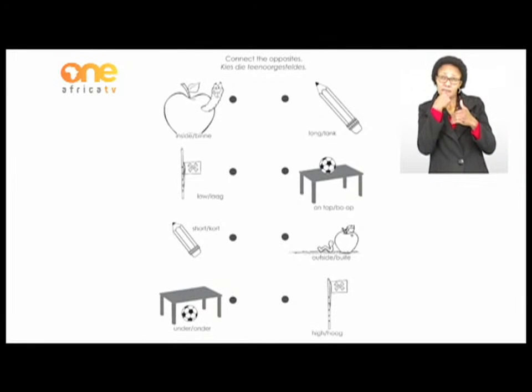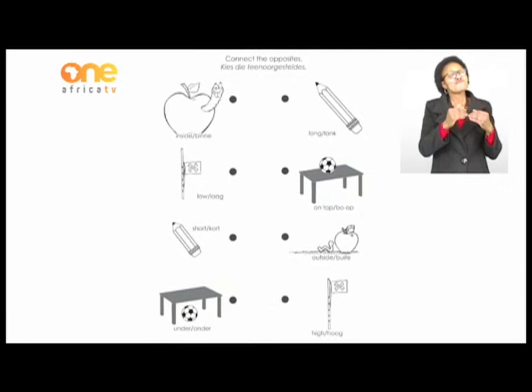I'd like you to please draw a line from the first apple where the worm is inside to the second apple where the worm is outside. Let's take a look at the next picture. We have a beautiful flag that is low. Now, what is the opposite of low? It can't be long for the pencil. It cannot be on top for the ball.